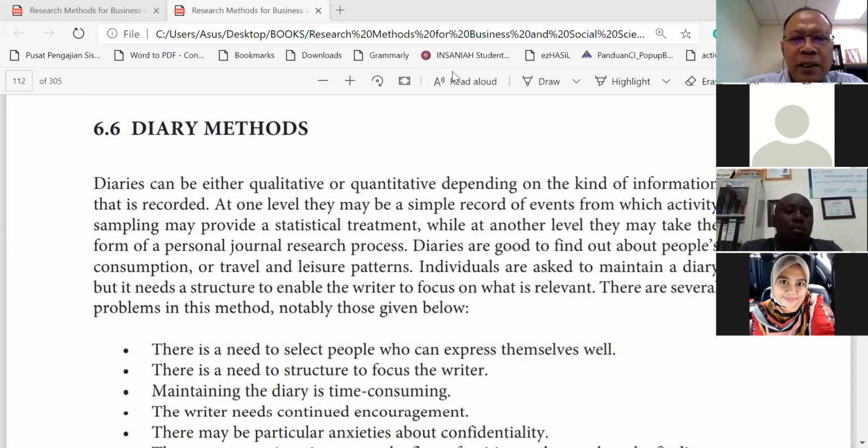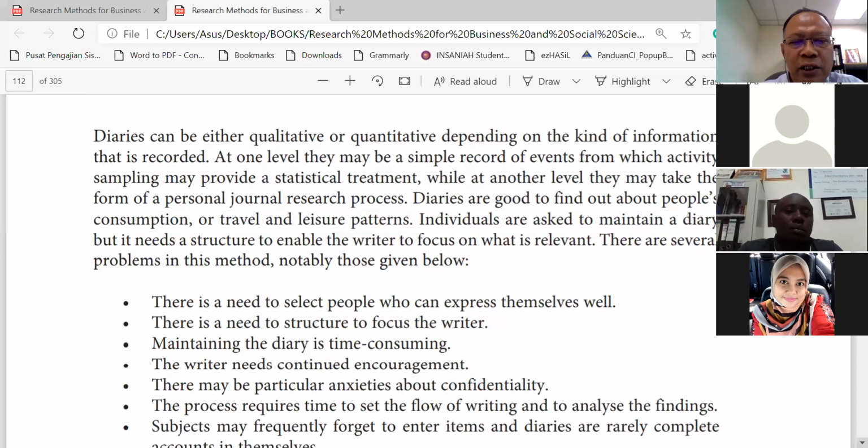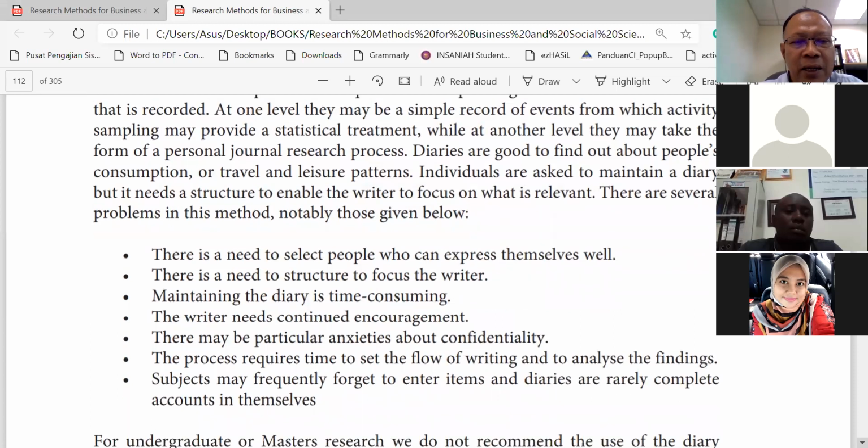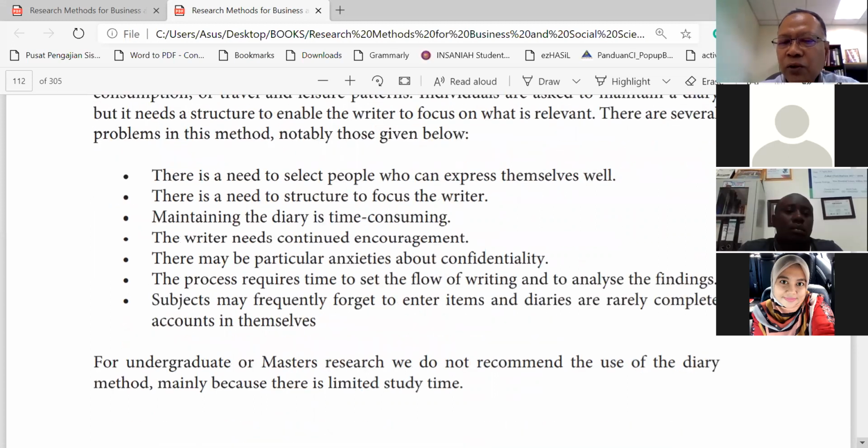So there are several problems using diary methods. Number one, there is a need to select people who can express themselves well. There is a need to structure to focus the writer. Maintaining the diary is time consuming. The writer needs continued encouragement. There may be particular anxieties about confidentialities. The respondents might not want to write all they want because they are afraid of the confidentiality.